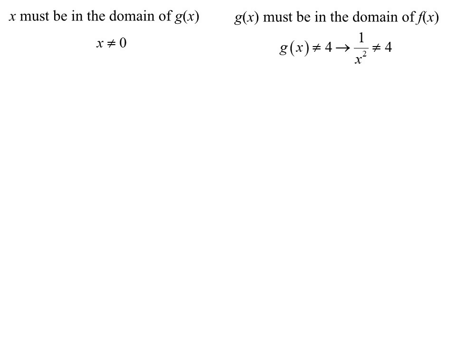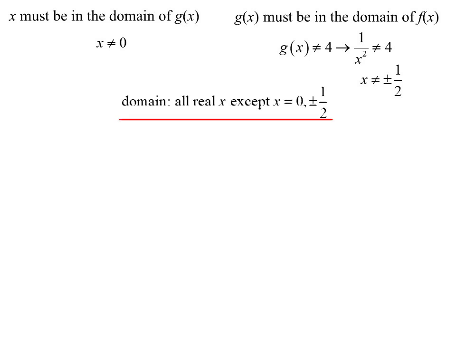That's what I'm substituting in. It's not allowed to be 4. Therefore, 1 on x squared can't be 4. So x can't be plus or minus a half for this composite function. There's my domain for the composite. I've got all real x, but I've now got 3 points of exclusion. 0, plus or minus a half as well.